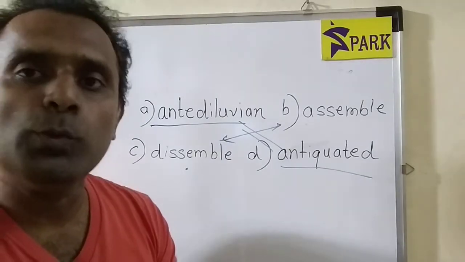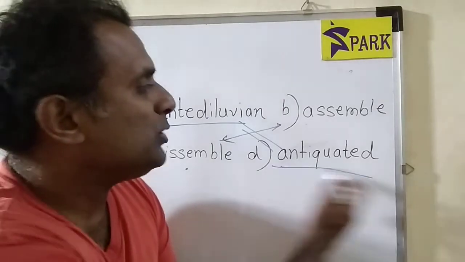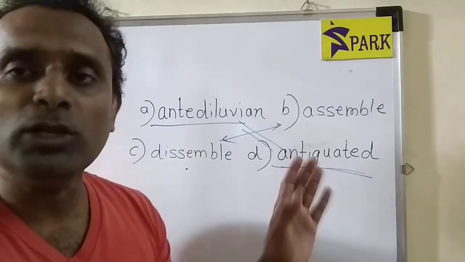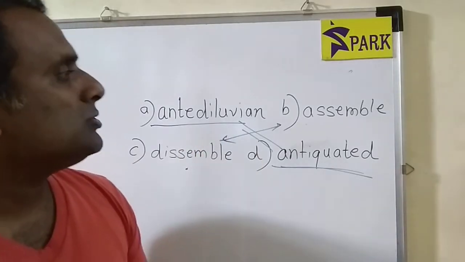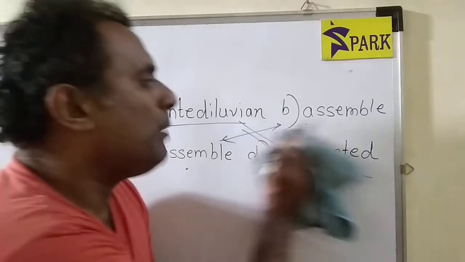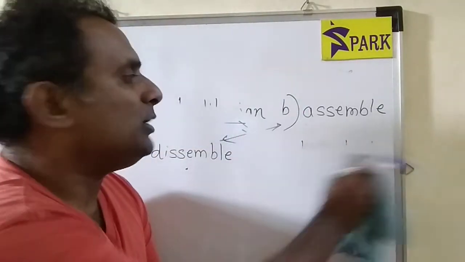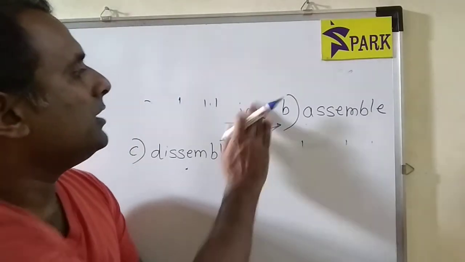Antediluvian, which means very old, highly old fashioned, outdated, and antiquated has the same meaning. Antiquated also means something which is very old, outdated. So the answer of this question is AD, right? But antediluvian and antiquated, these 2 words are not part of today's discussion.